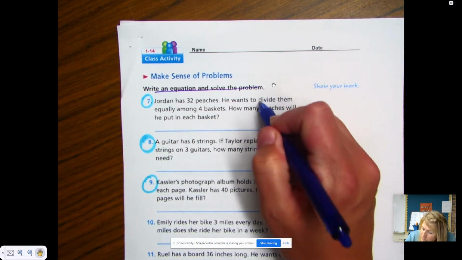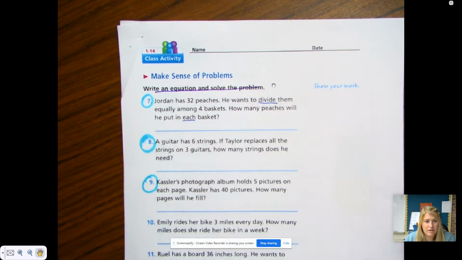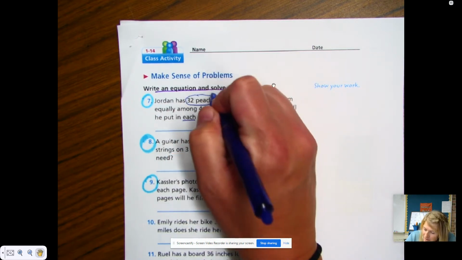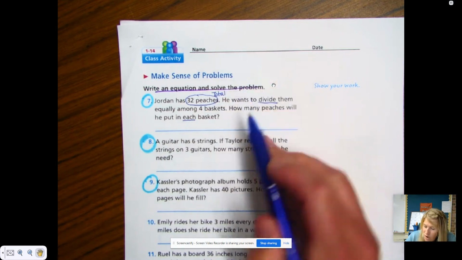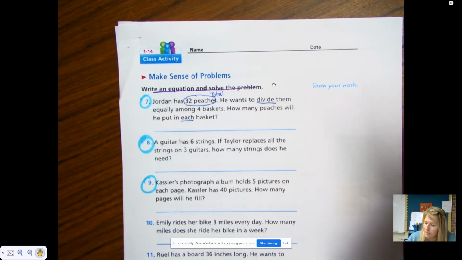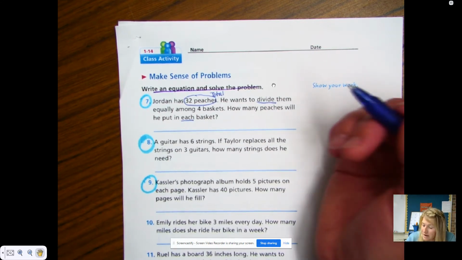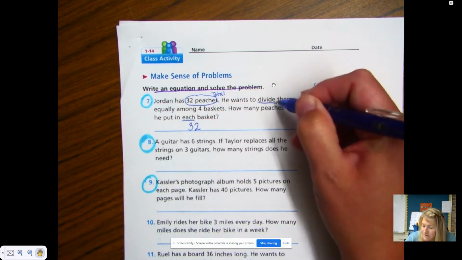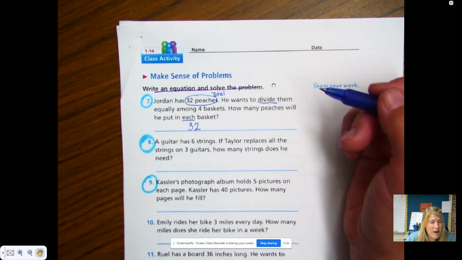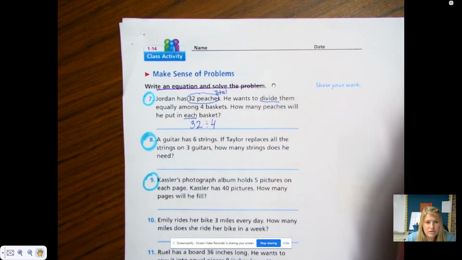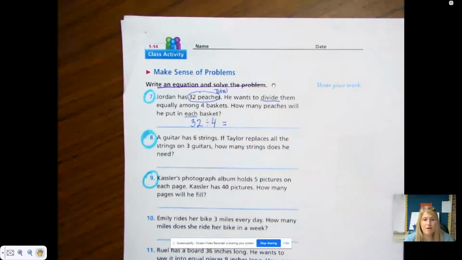I'm going to underline some of my clue words. Right there, he wants to divide them equally. Another clue I had, you guys, is it gave me the total amount of peaches he had. So I feel like if they're giving me the total, they're asking me to divide them equally. This is going to be a division word problem. One way in which I could write it would be like this: 32 peaches divided equally among 4 baskets. When I hear that word baskets, you guys, I can think of that like groups. 32 divided by 4.